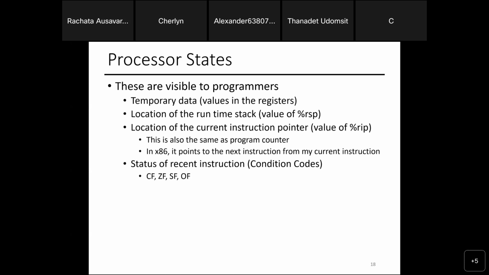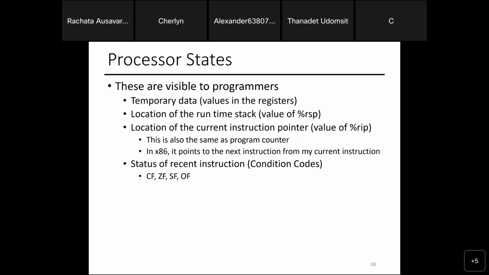What are these? Register values. Registers, you can control that, you can program. Anything you can program in assembly, these are processor state. The location of the stack, RSP, the current instruction pointer, RIP, which is the program counter. In Intel processors, they call it instruction pointer, the same thing as the program counter, pointing to the current line where we are running right now.